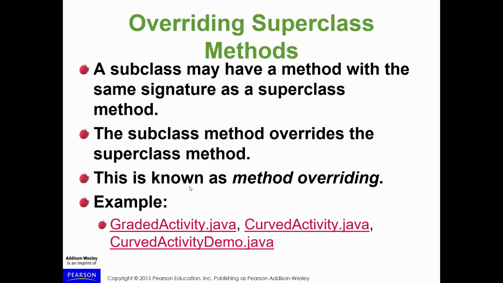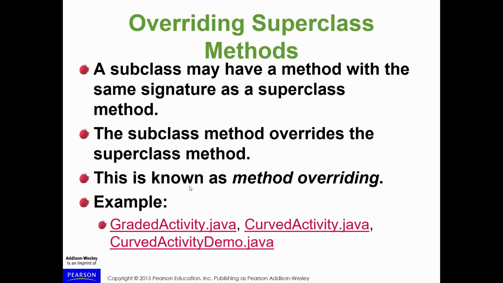A subclass may have a method with the same signature as the superclass method. We talked earlier about overriding methods and what that was about, and also about overloading methods, when the signatures had to be different in what was in the parentheses. When you override like this, the method signatures must be exactly the same.